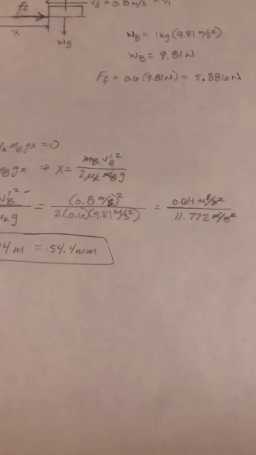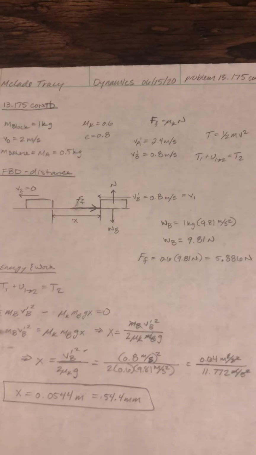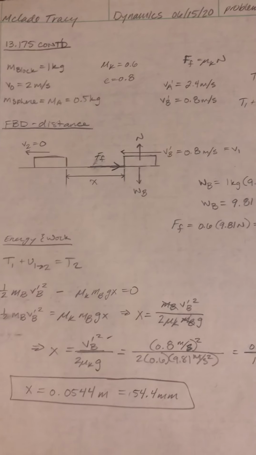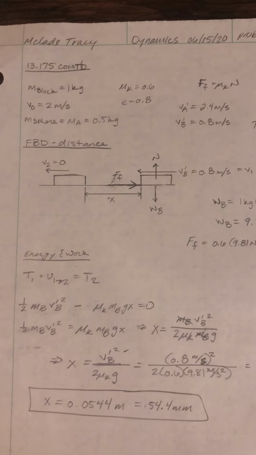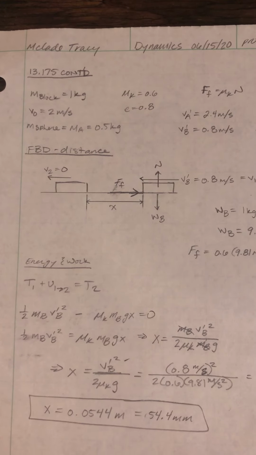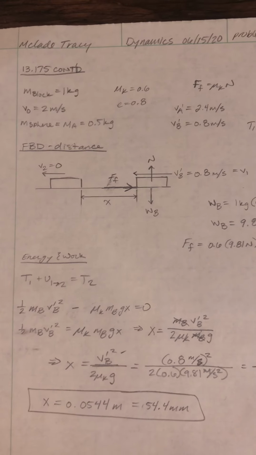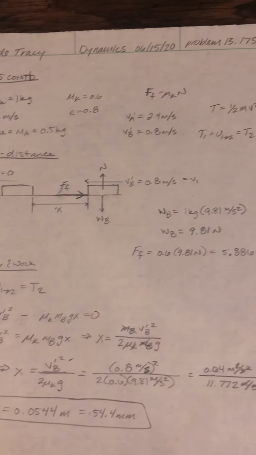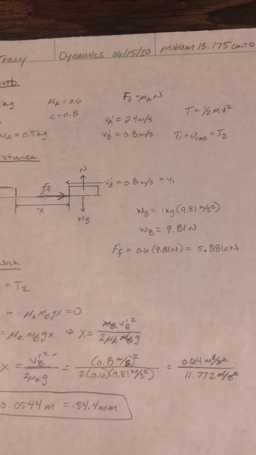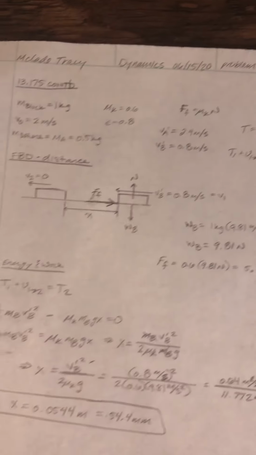Continuing on to part B, we transfer over the information that we've gained from part A, and now we set up another free body diagram for the distance of the block. Setting left as our positive direction, we can find everything that we really need from this free body diagram.